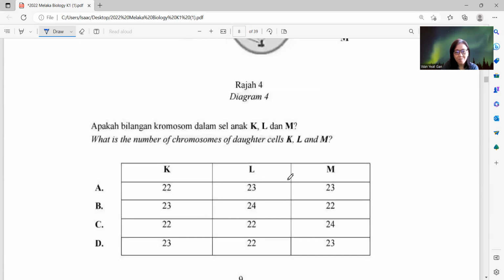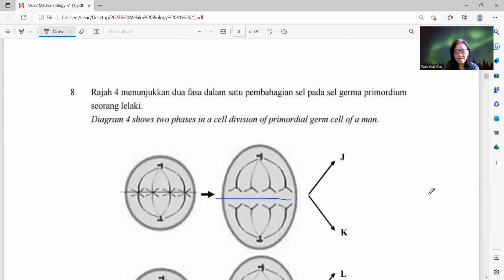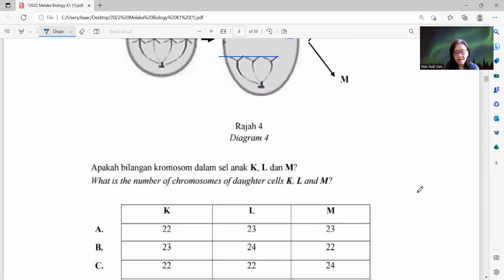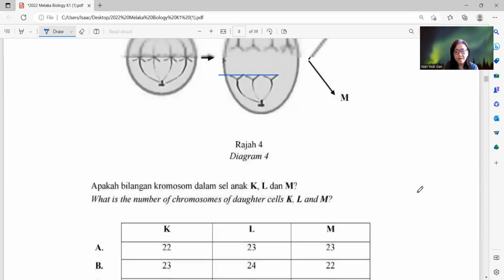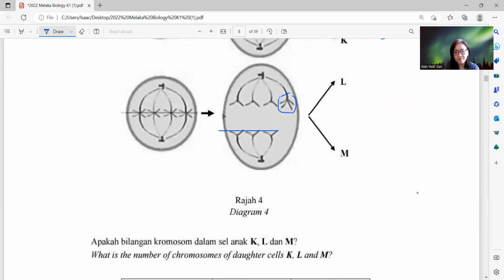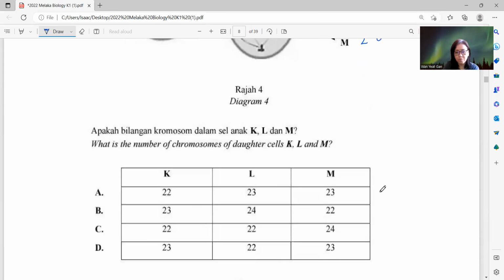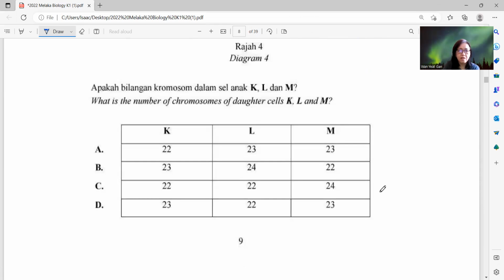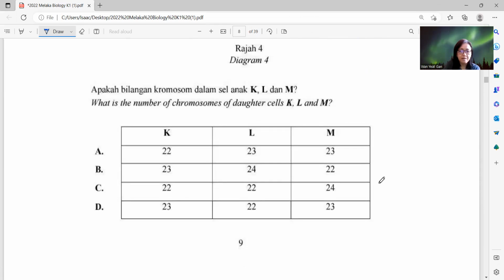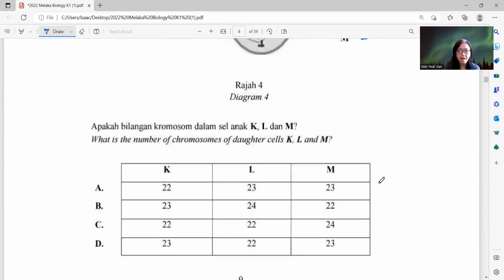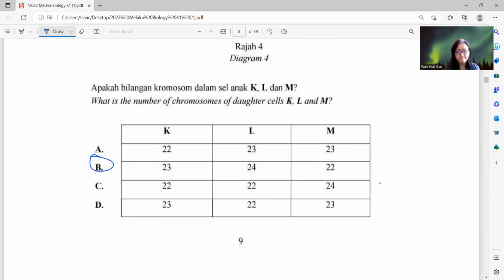So what is the number of chromosome of daughter cell? Okay, so since it's a man, human, so 23, JK is 23, and then in L, there will be an extra chromosome here, 23 become 24. This one will have lack of one chromosome, which is 22. So the answer is B, yeah? Okay, so question number 8, answer is B.